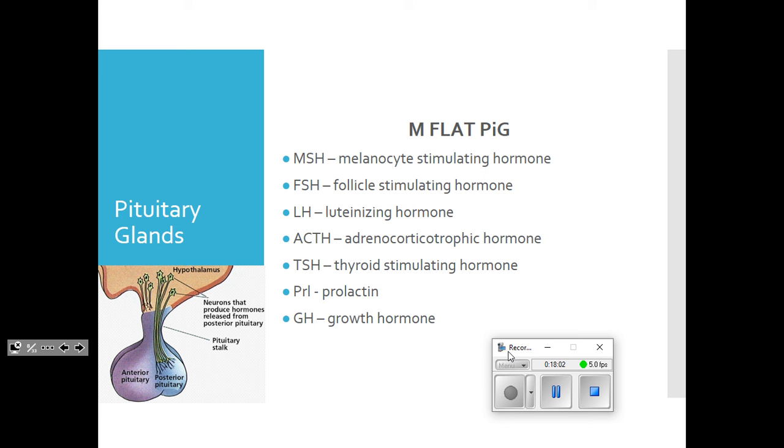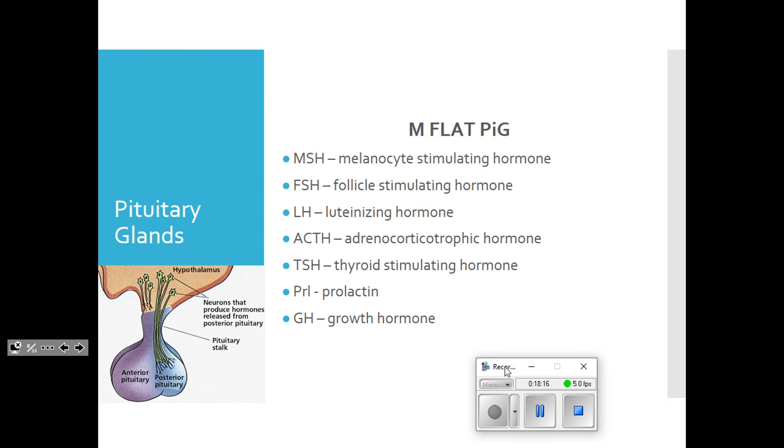Now, if you have questions that you would like to ask, I would like to answer them. Okay, you can use your own mnemonic. This is just the one that works for me. I like bacon. Now, we are going to talk about how these hormones work.